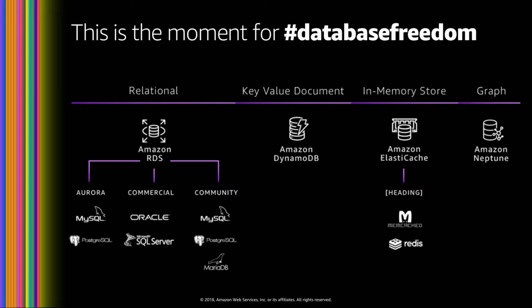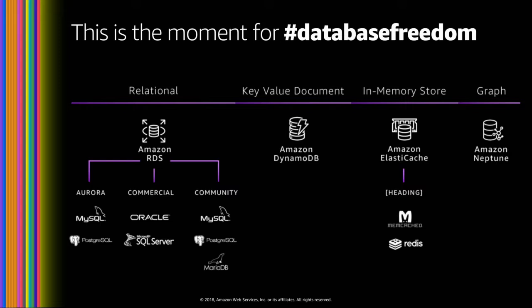And also for NoSQL, we have DynamoDB that can be used for key value scenarios, or also as a document oriented database. In-memory store with Elasticache that supports Memcache and Redis. And the graph database that we announced last year, that's Neptune.